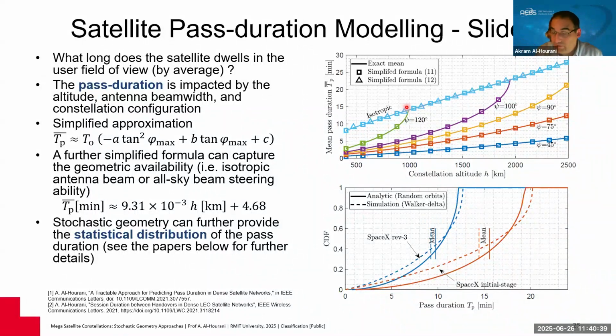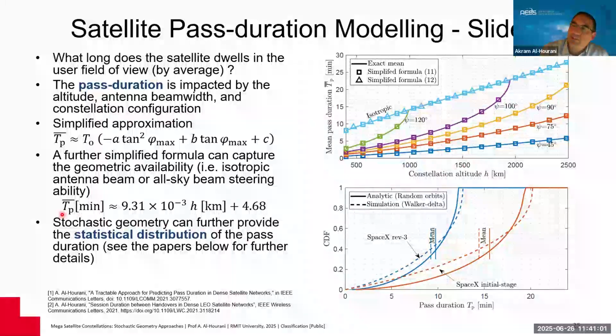So mind, this is the average. So this could be much shorter, could be longer, and that's how you get the distribution. So using just a simple formula, this is an approximation. If you just plug the altitude in kilometers, you can calculate the average time that the satellite is going to spend. So why is this important?